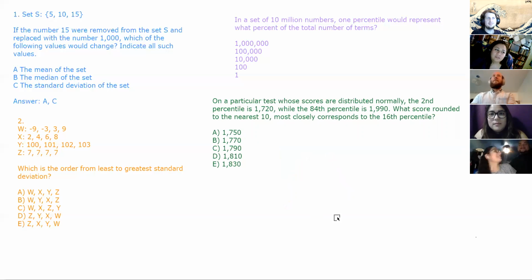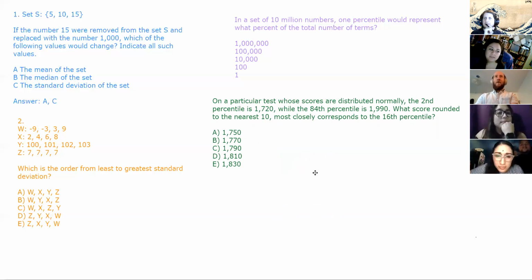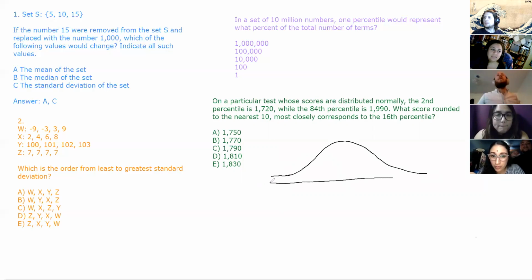So it's telling you that the second percentile is 1,720. Well, the one towards the very end is 1,990. What score, rounded to the nearest tenth, which is why you have 50, 70, 90, 10, 30, because it's rounded, most closely corresponds to the 16th percentile? So that graph that Scotty is drawing for you, that's what it's talking about.